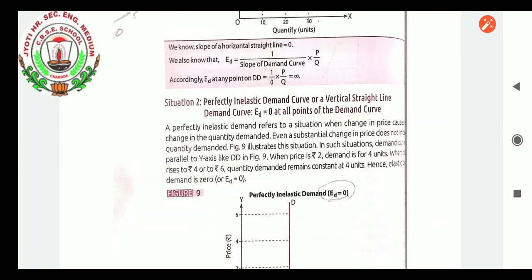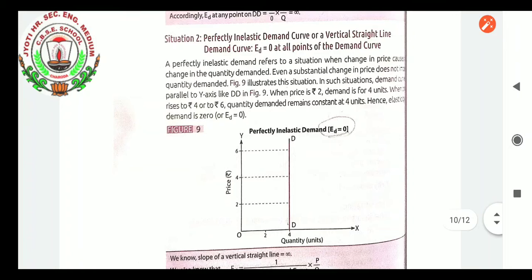When it rises to rupees 4 to rupees 6, quantity demanded remains constant at 4 units. Hence, elasticity of demand is 0, ED equals 0. Why? What have we understood from here? When price is rupees 2, demand is for 4 units. When price rises to rupees 4 or to rupees 6, quantity demanded remains constant, that is 4 units.